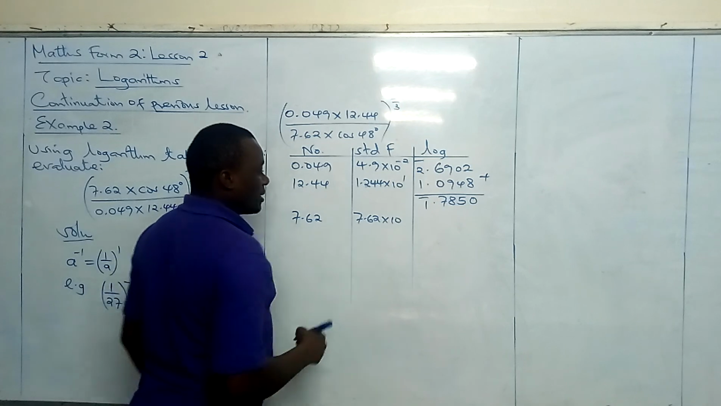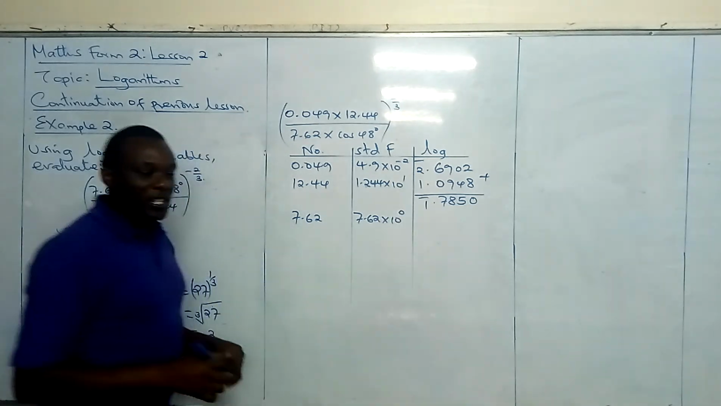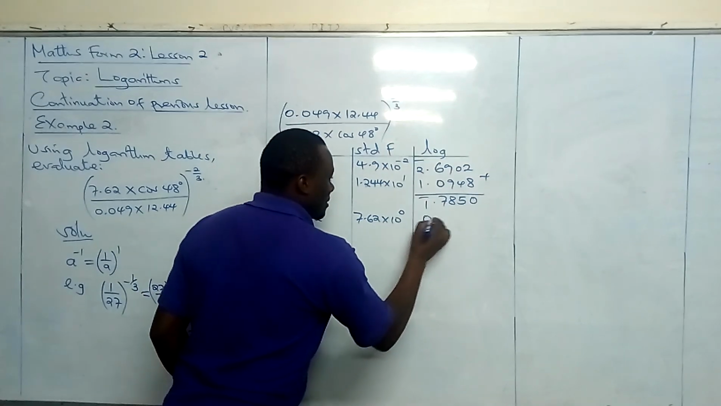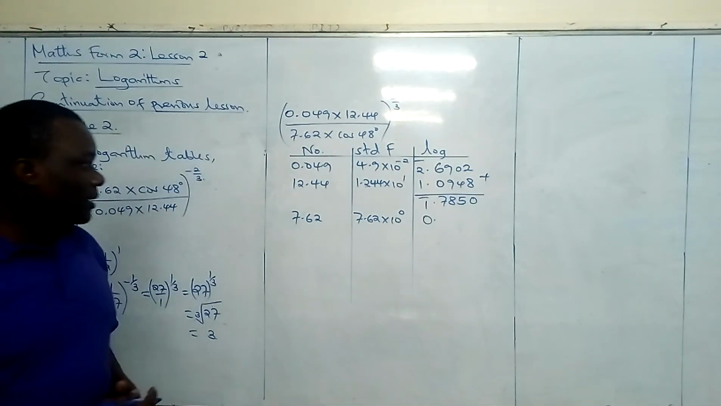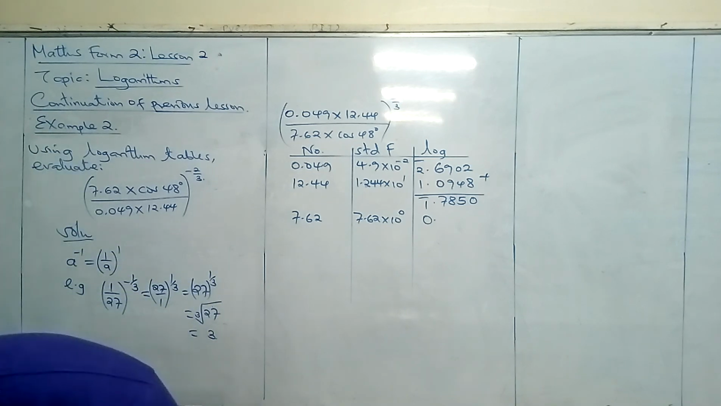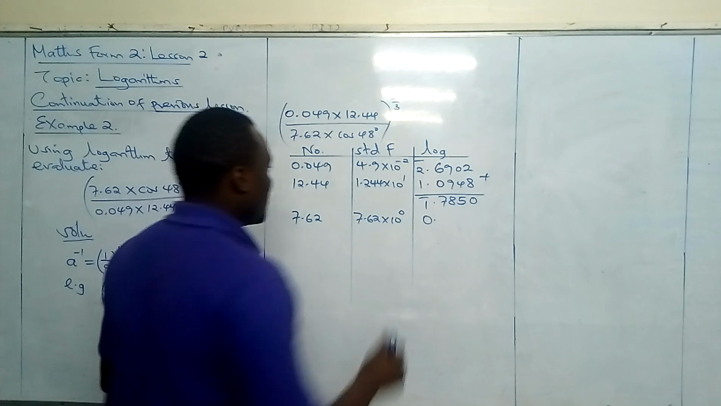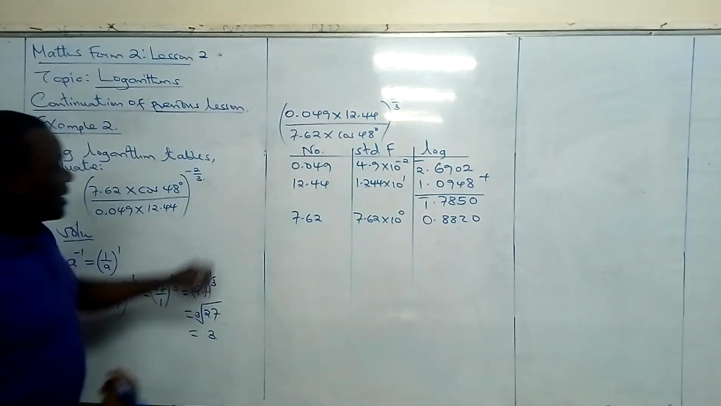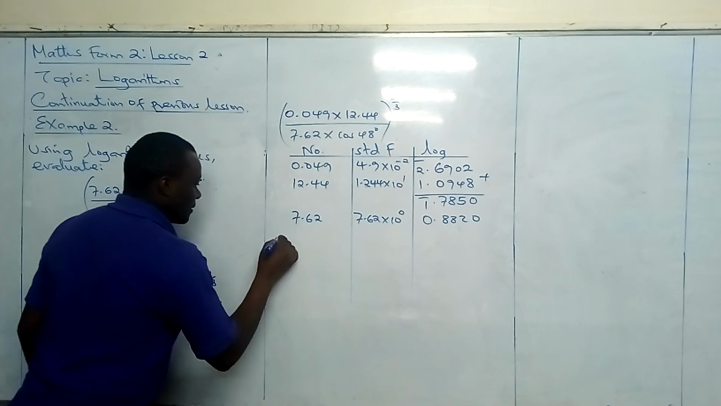We have to say times 10 raised to the power 0 because we have not yet moved the decimal point. Then our 0 becomes our characteristic. So 7.62 from our tables, 7.6 under column 2, we are adding 8820. Next we have cos 48.